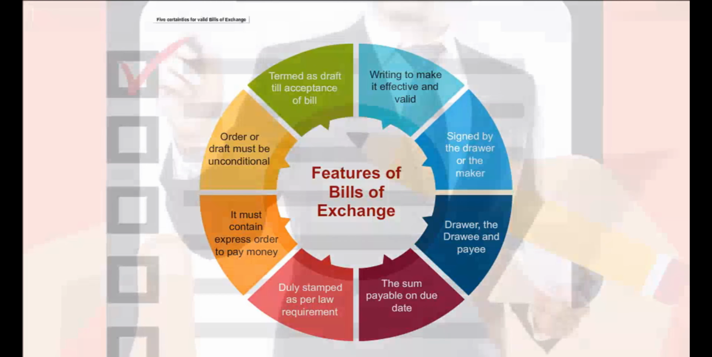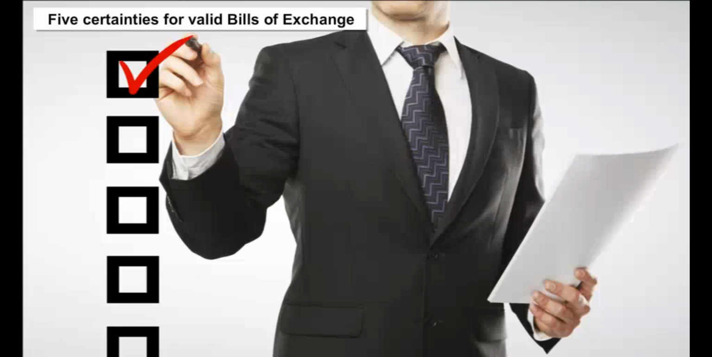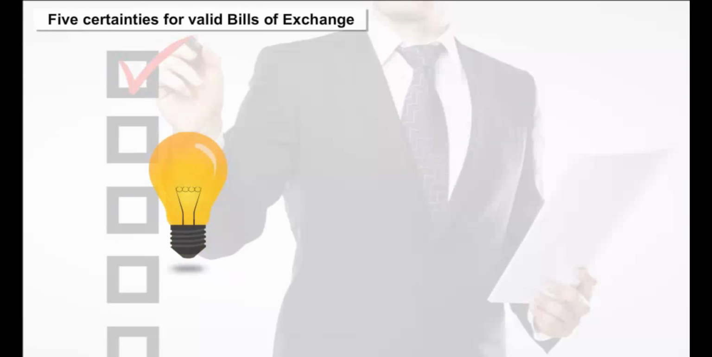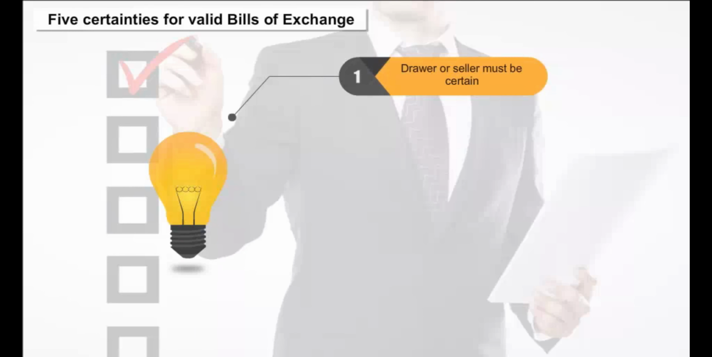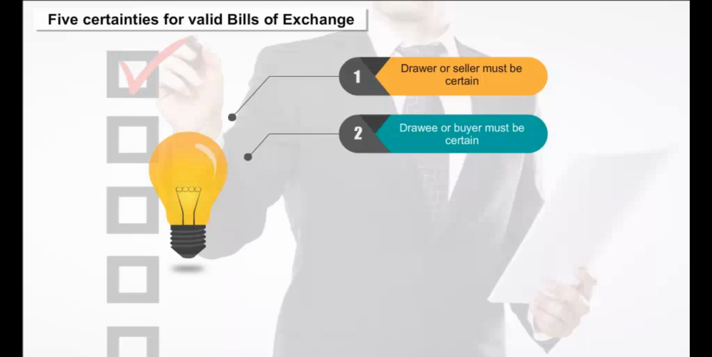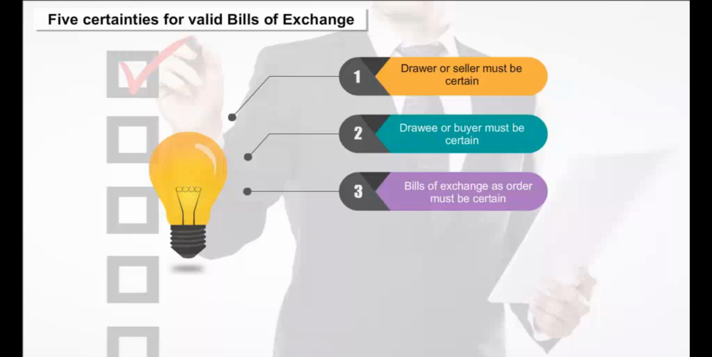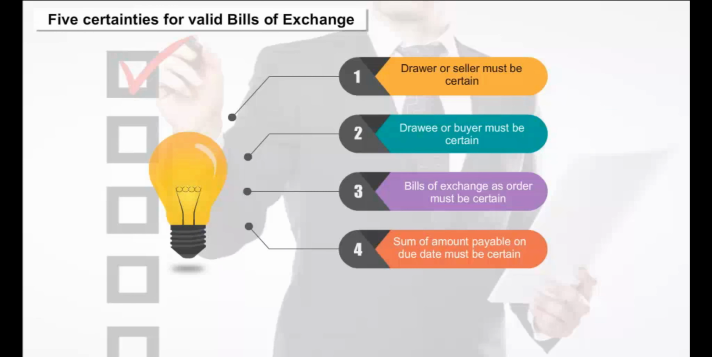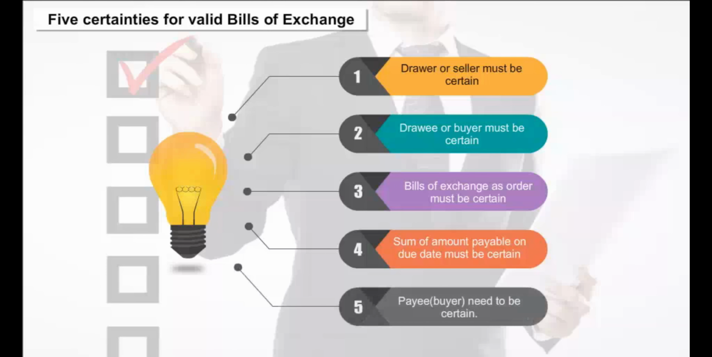Five certainties for a valid bill of exchange. Drawer or seller must be certain. Drawee or buyer must be certain. Bills of exchange as an order must be certain. The sum of amount payable on due date must be certain. Payee needs to be certain.